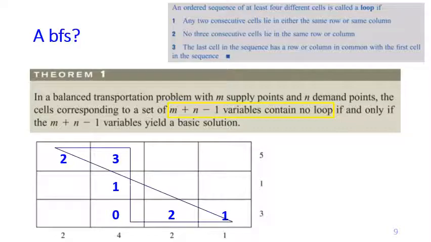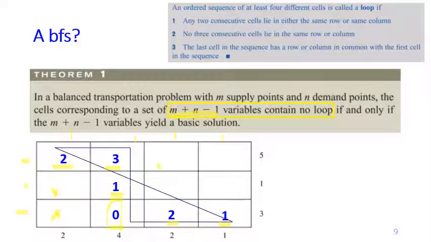Okay, so let's assure ourselves that what we got in the previous slide is a BFS. So first, check, do we have m plus n minus 1 basic variables? Yes, we do, because we have 3 supply points, we have 4 demand points, 3 plus 4 minus 1 is 6, and as in the previous slide, we have counted these basic variables and we have 6 basic variables. So although this is 0, it is a basic variable. The non-basic variables are these empty cells.